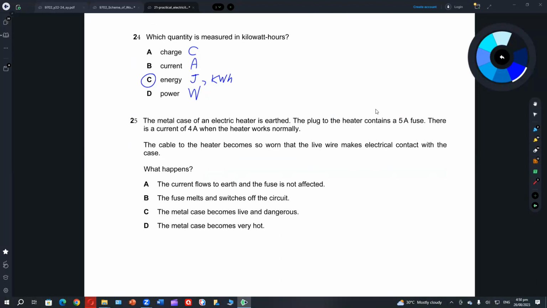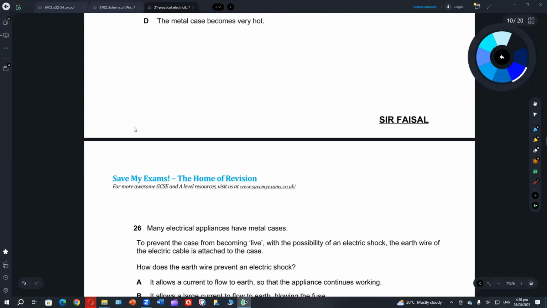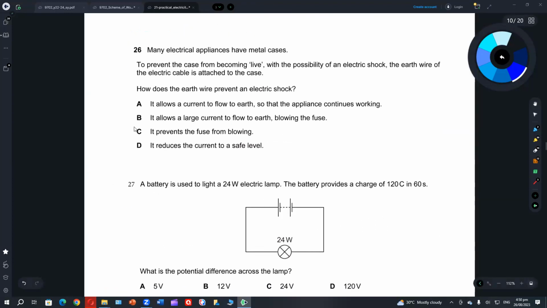Okay. He has connected the metal case with the earth. So when it is connected to the earth, current will increase in the circuit and it will switch off the circuit. The fuse will melt and stop the circuit. This is the purpose of earth wire.